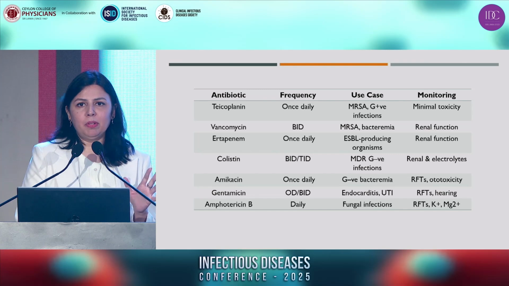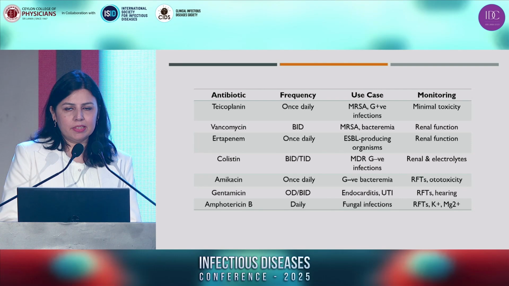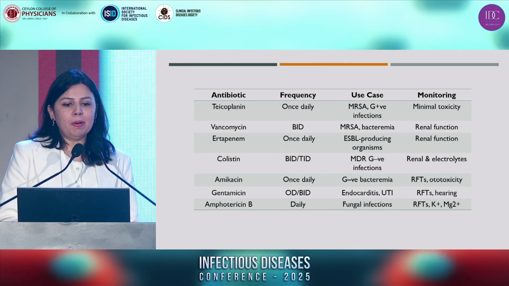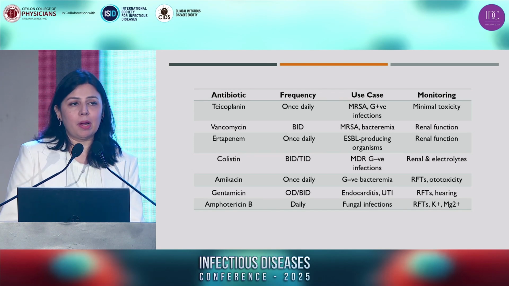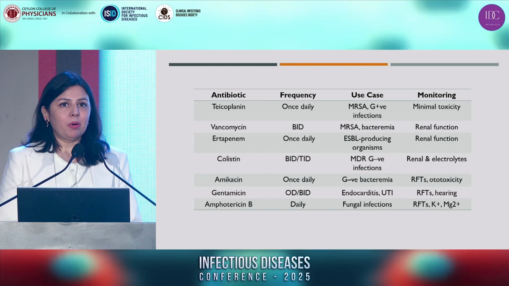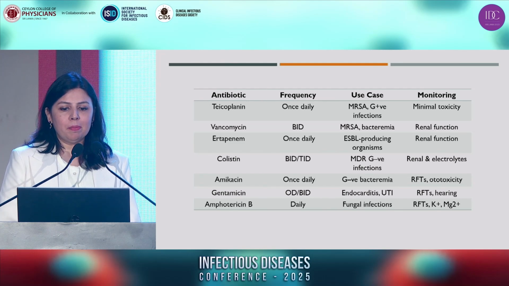These are some of the commonly used antibiotics prescribed in OPAT, in the outpatient therapy centers. Teicoplanin is one of the commonest, and the frequency is usually once daily. It is used for MRSA and gram-positive infections. It leads to minimal toxicity, so you may not need to worry a lot about daily or weekly monitoring. Vancomycin is a drug that has been frequently prescribed for OPAT. It is prescribed twice a day, particularly advised for MRSA and bacteremia.